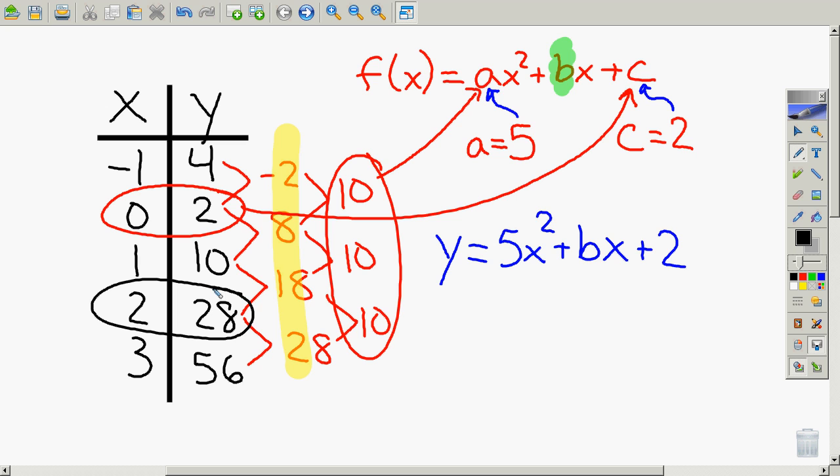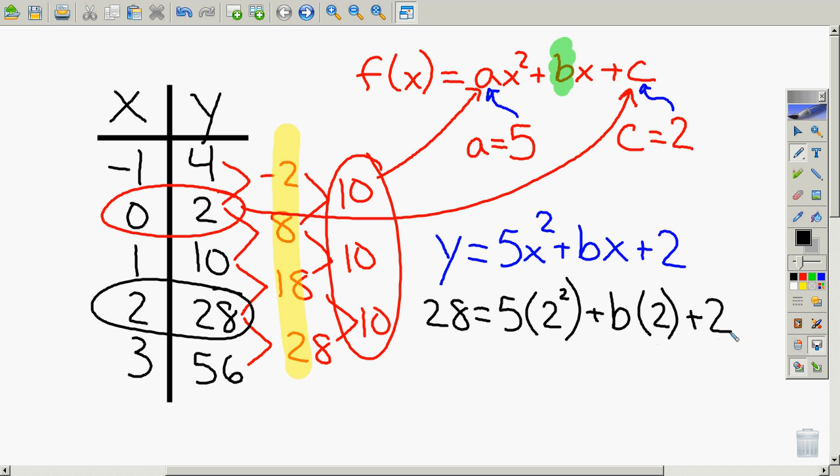So my 28 is going to be my y, so I'm going to put 28 equals 5, my x is 2, 2 squared, plus I don't know what my b is, I know my x is 2, plus 2. So I just plugged in 28 for my y, and every place I saw an x, I put a 2.